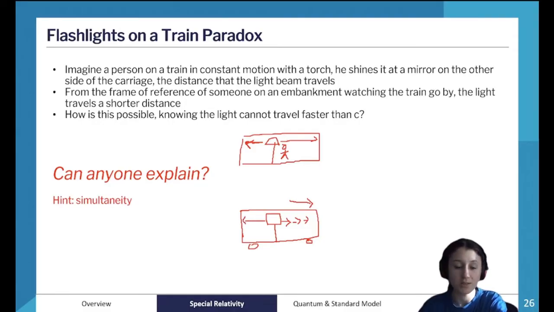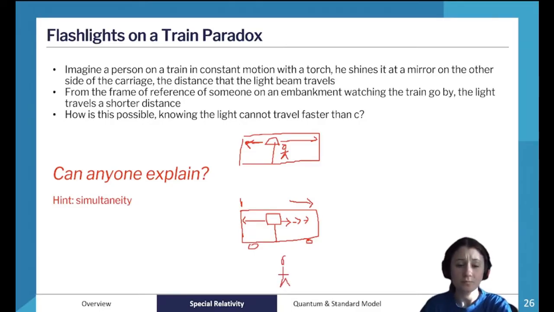gets to this side of the carriage a lot quicker. And that's because this end of the carriage is almost moving up to meet the light, because that end of the carriage is again moving so fast, so close to light. So this is what a person on the embankment would see.